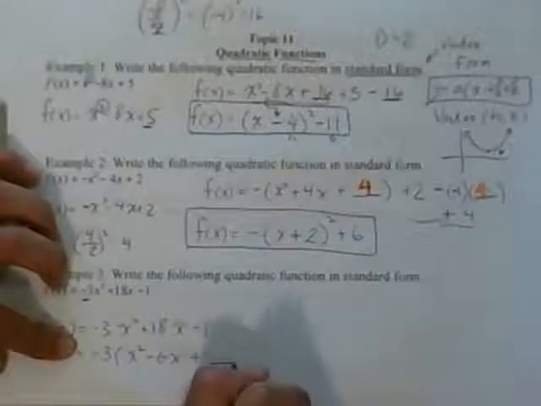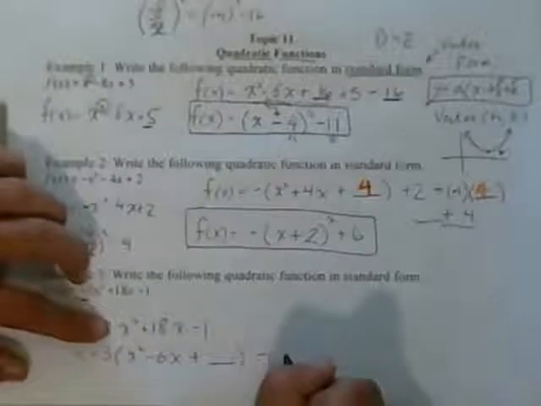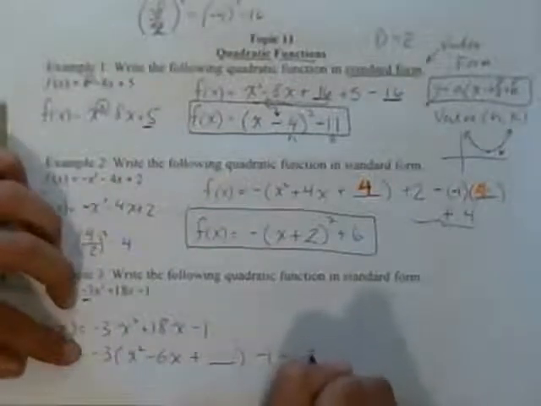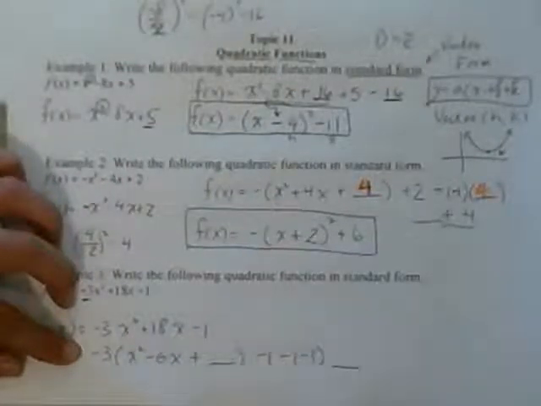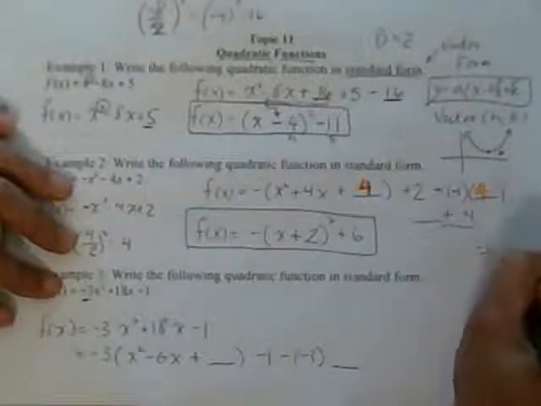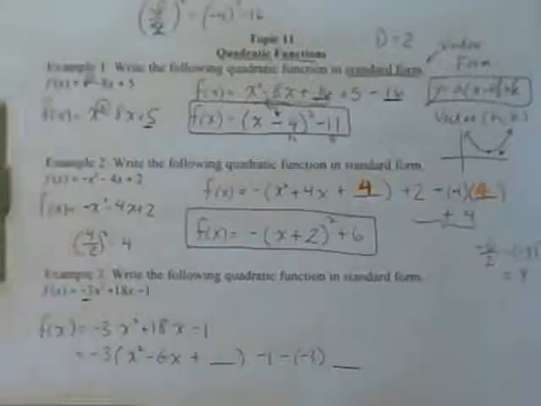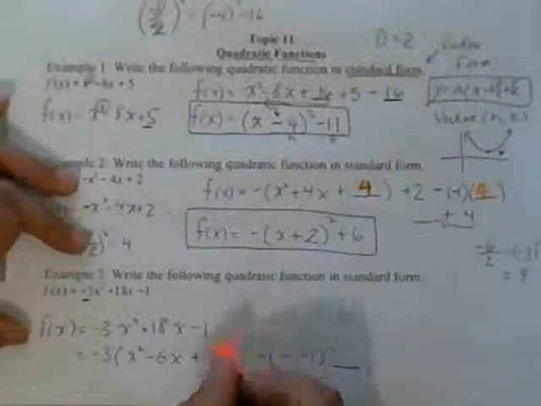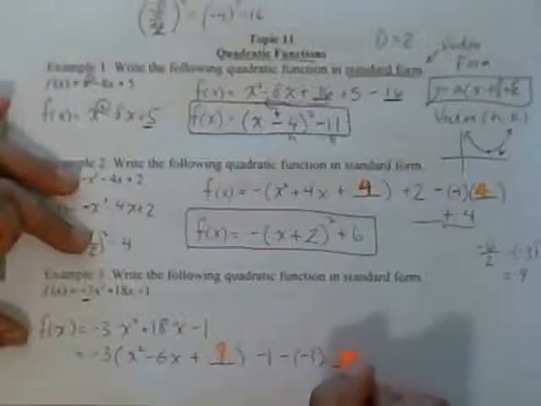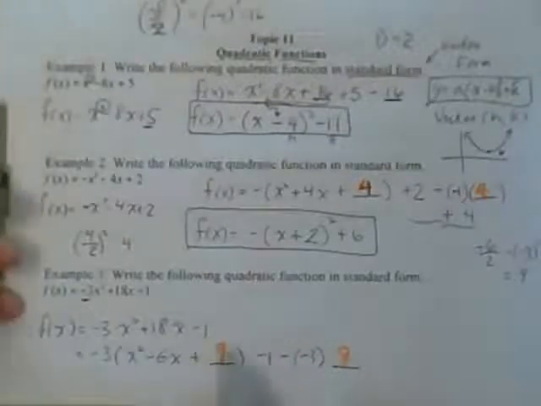Plus something again, and then minus 1, and then minus negative 3 times something, okay? So we have to figure out what completing that square is. We take negative 6 divided by 2, which is negative 3, and then we square it, which becomes 9. So we add 9. Inside, we add 9 here. So do I have enough space? I have just a little bit enough space.